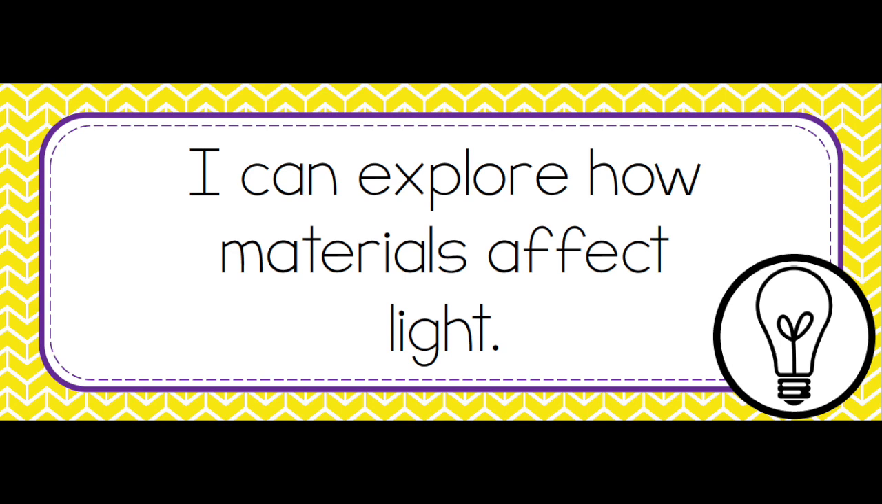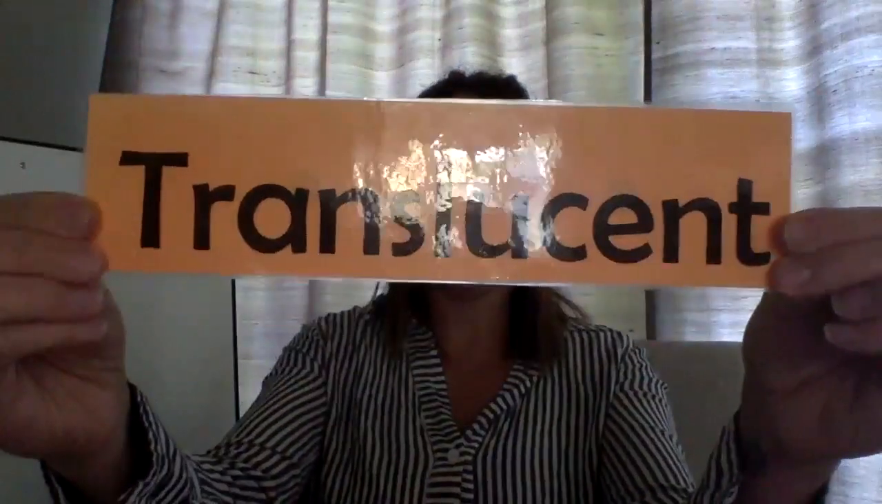I can explore how materials affect light. Let's look at 3 different ways. And the 3 types of materials that we've been exploring so far have been transparent materials, right? Like this plastic yogurt cup. We also have been exploring translucent materials, like this piece of tissue paper. Kind of goes through it, right?